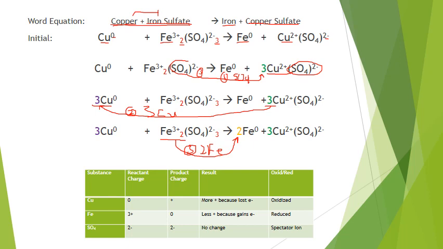Okay, copper goes from no charge to having a 2 plus charge. Should be a 2 in here. So it became more positive, so it lost electrons, it's oxidized. The iron goes from 3 plus to no charge, so it got less positive. And the way it got less positive, it became more negative. It was reduced, and then sulfate, nothing happened, so it's a spectator. Okay, so that's it for these 3.